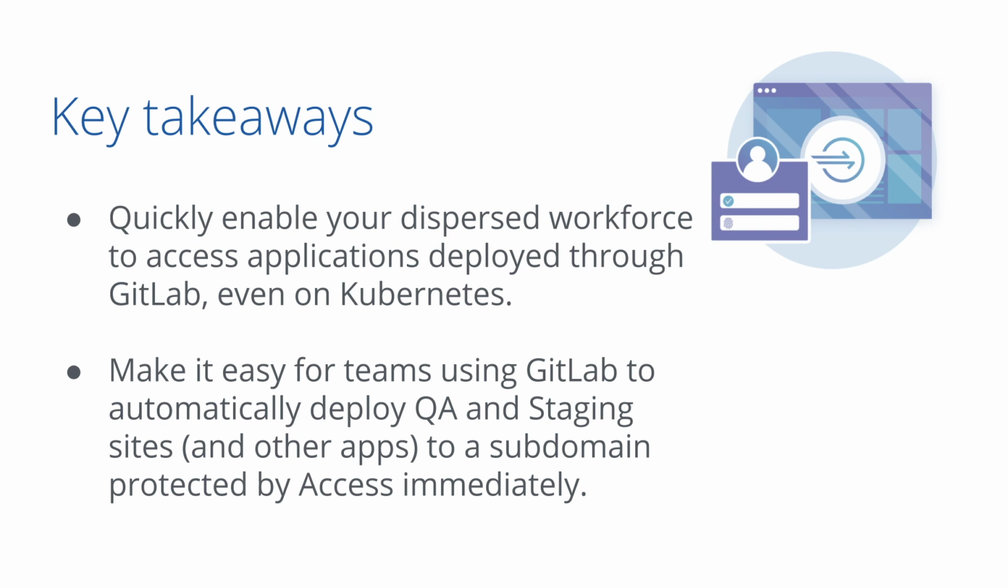What the Cloudflare Access agent enabled you to do was create a login and authentication policy that whitelisted select users, i.e. your corporation, to access those backend resources. What we wanted to do with this demo is make it easy for teams using GitLab to automatically deploy QA and staging sites or any other applications to subdomains protected by Access immediately. Now, you can get started yourself by simply forking that repo or creating a clone of it and using that as a template to get started.